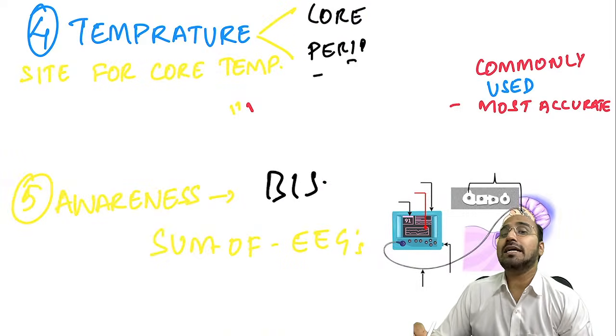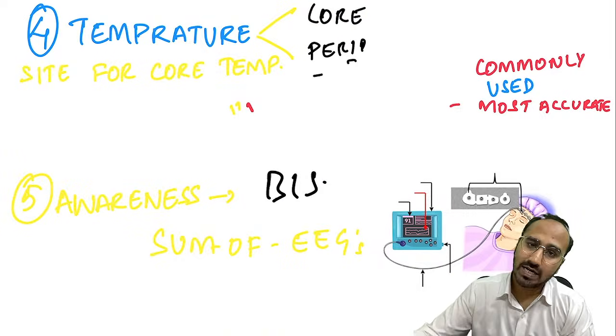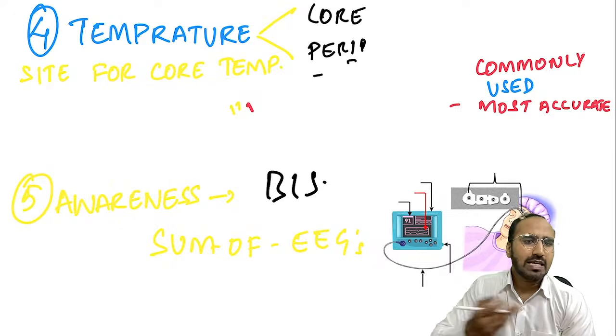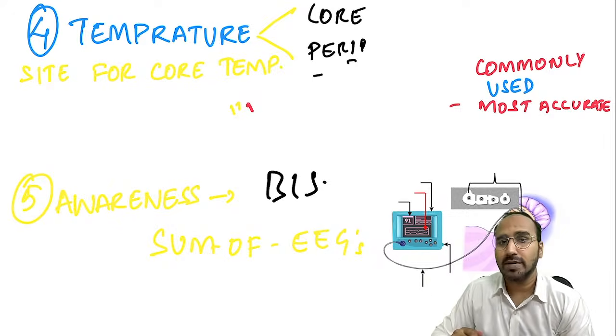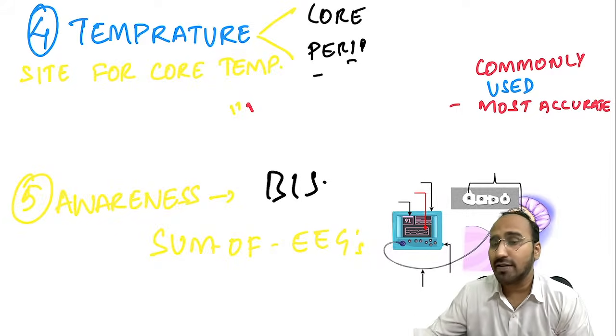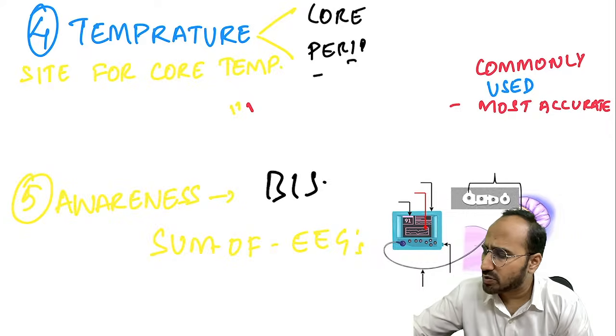Next, temperature. In temperature, what are you monitoring, guys? Core and peripheral temperature monitoring. Okay, peripheral means you can put it in the axilla, or you can check peripheral temperature on the skin. But core temperature monitoring is very important for general anesthesia cases. What are the sites for core temperature monitoring? Most commonly, we are using what?